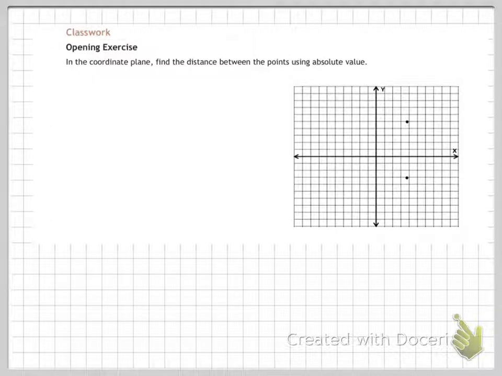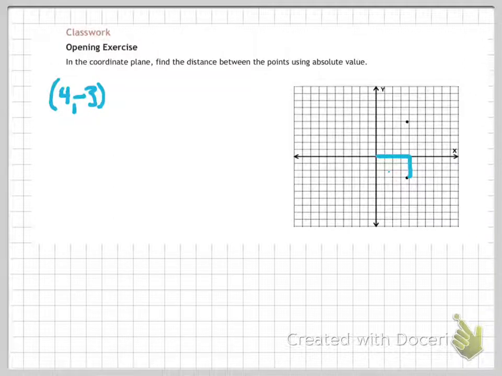We have a coordinate plane. Our job is to find the distance between the points using absolute value. So first I need some ordered pairs. So I'm going to find the ordered pairs for these given points. If I start from the origin and I go 4 units to the right and then 3 units down, I get to that first point. So the ordered pair is 4, -3.